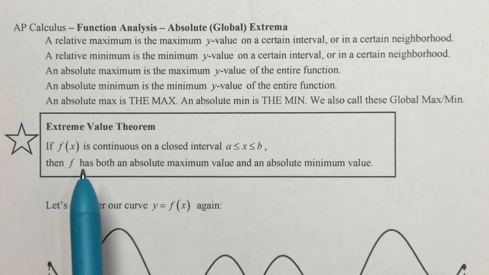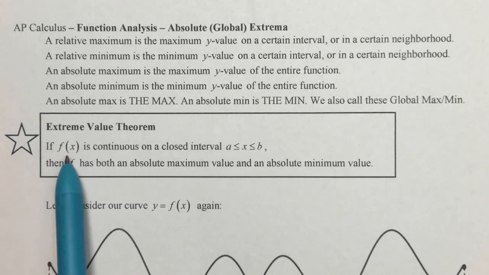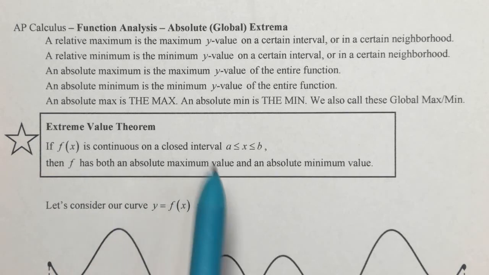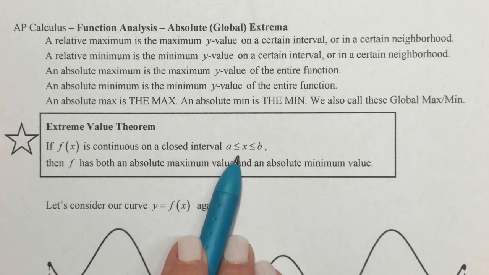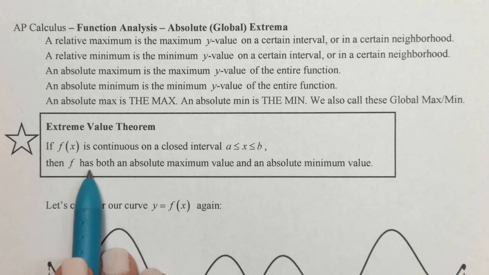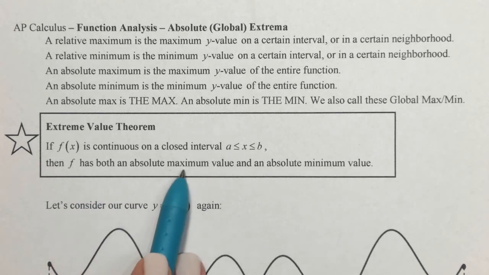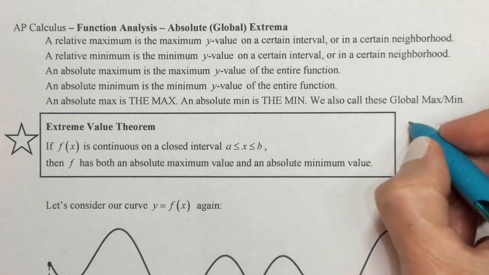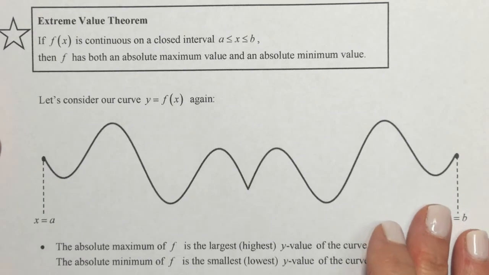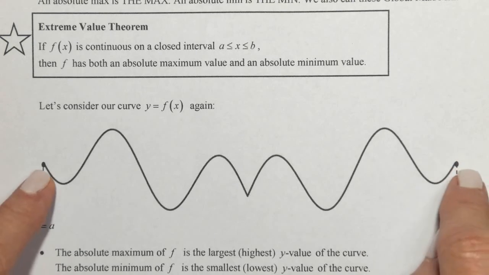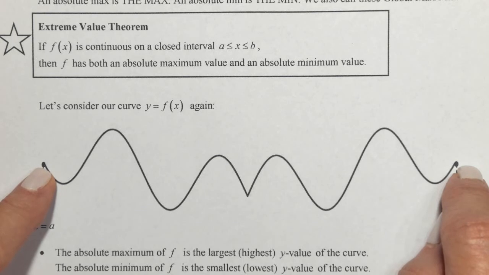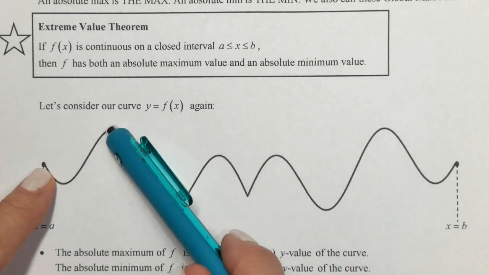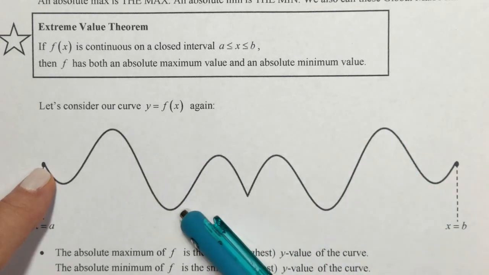Okay? We have the extreme value theorem. The extreme value theorem says if a function is continuous on a closed interval, then that function has to have both an absolute maximum value and an absolute minimum value. And it totally makes sense. If we have a curve on a closed interval, it has to have an absolute maximum value and an absolute minimum value.